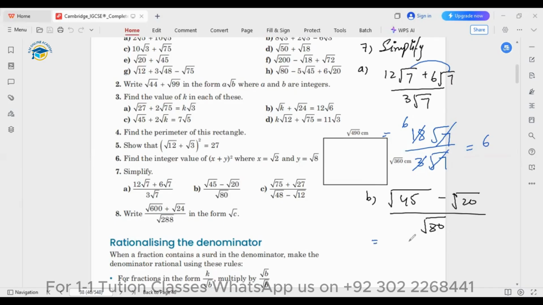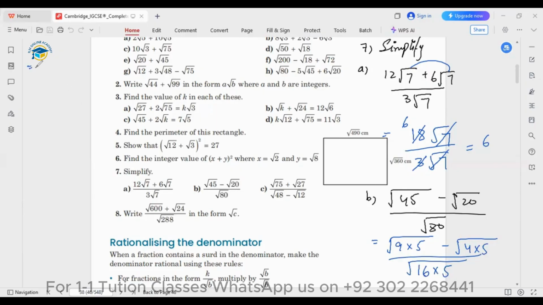So we have here square root 45, we can make it as 9 times 5, and square root 20, we can make it as 4 times 5. Downward as well, we can make 80 into a factor where we have 5. So 16 times 5 is 80, along with that this 5. So next simplification I'm doing here.